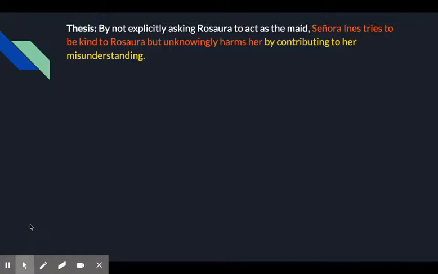So if you look at the orange section, that's about Señora Inés. So Señora Inés tries to be kind to Rosaura, but unknowingly harms her. That's one thing I need to prove. And then the other thing that I need to prove is that Rosaura has this misunderstanding, right? And then obviously the connection between those parts.